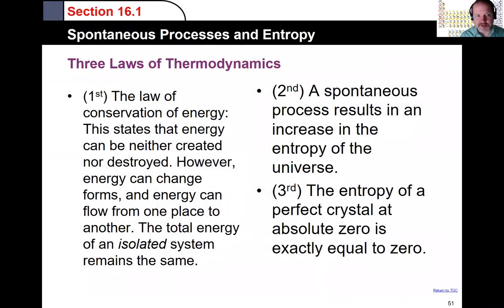The first law states that you can neither create or destroy energy, you can change it. Second law is a spontaneous process results in the increase in the entropy of the universe. There's our connection right there. And thirdly, the third law, the entropy of a perfect crystal at absolute zero is exactly 0. So the entropy of a perfect crystal is 0 at absolute 0 on the Kelvin scale.